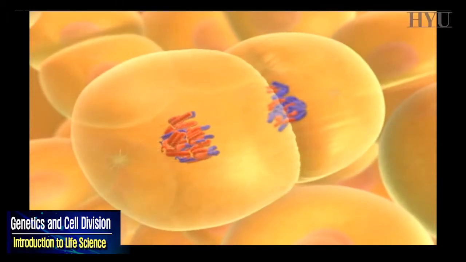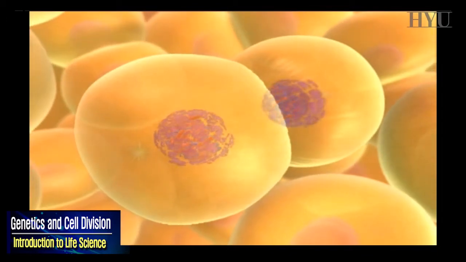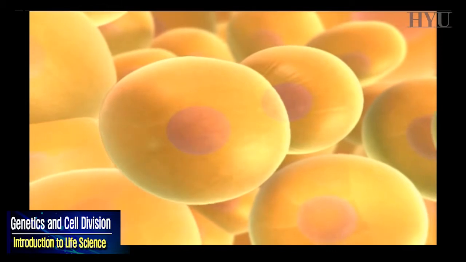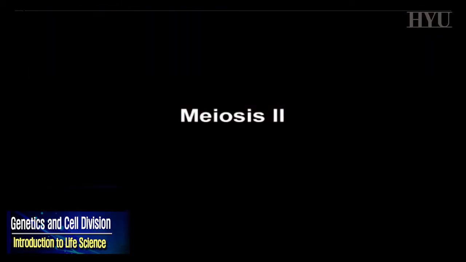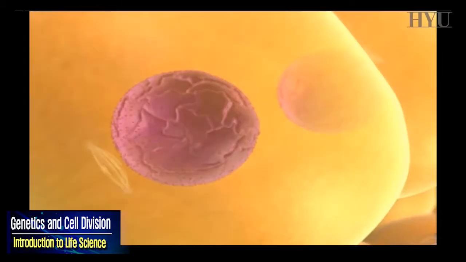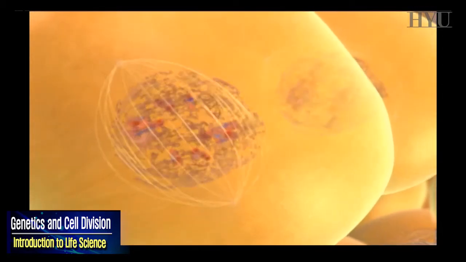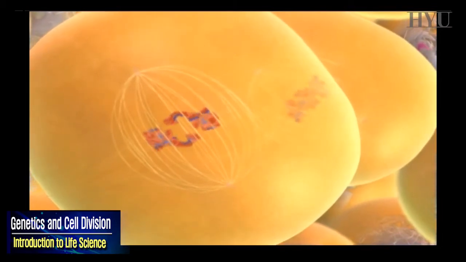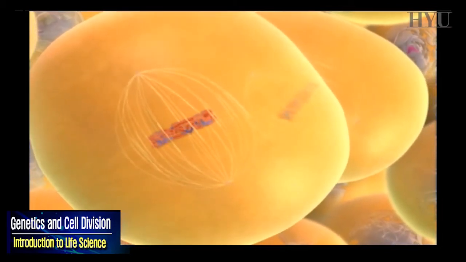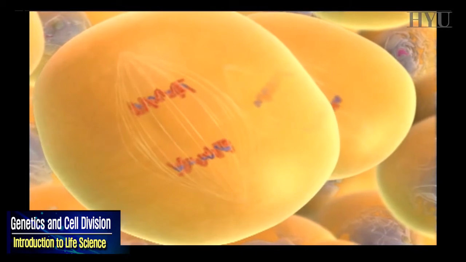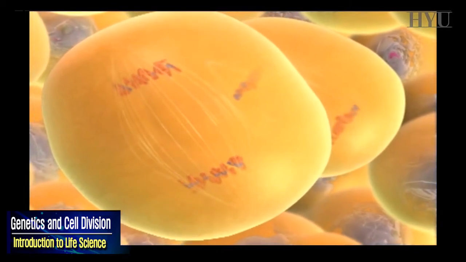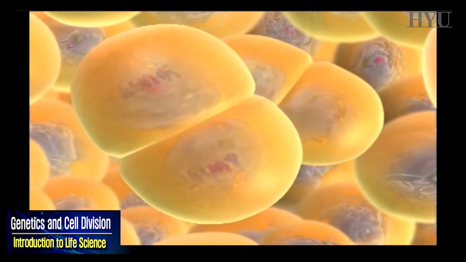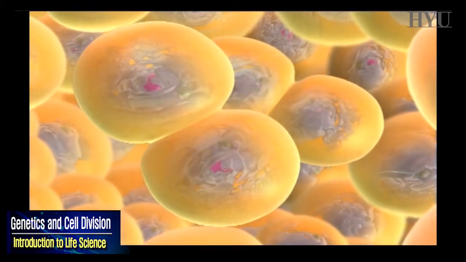This cell began meiosis with 46 chromosomes, but each daughter cell now has only 23 chromosomes. In meiosis 2, microtubules from opposite poles attach to the chromosomes, which then move to the center of the cell. Next, the sister chromatids separate, becoming full-fledged chromosomes that move to opposite poles. Nuclear envelopes reform, and each daughter cell divides into two cells.